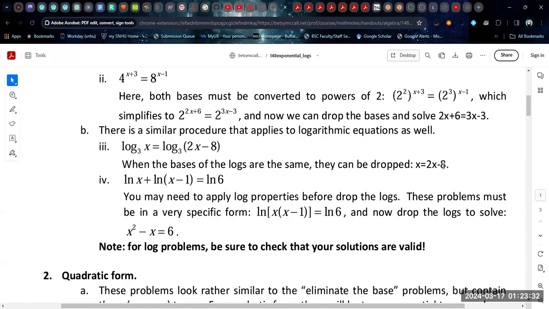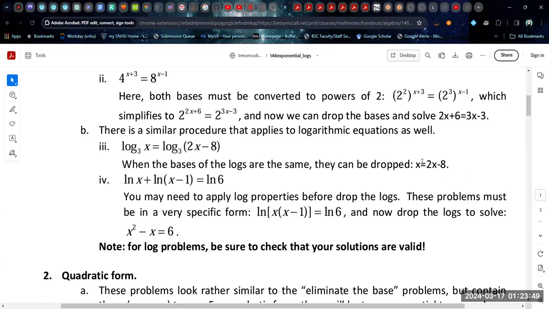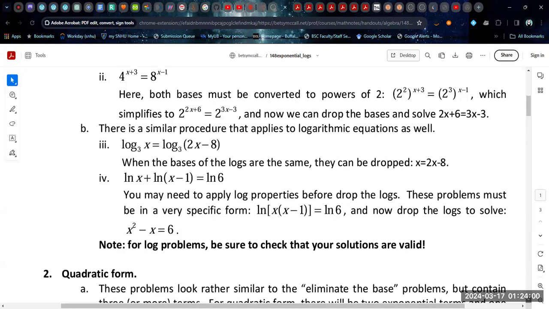Now, anytime you're dealing with a log, once you get your solution, you have to make sure that it is defined in both of your equations. So for instance, if I were to get a negative answer here, then I would worry that log of a negative number would not be defined. So I do have to check those solutions much more carefully in log problems than in exponential problems. But the procedure is still basically the same until you get to that checkpoint.